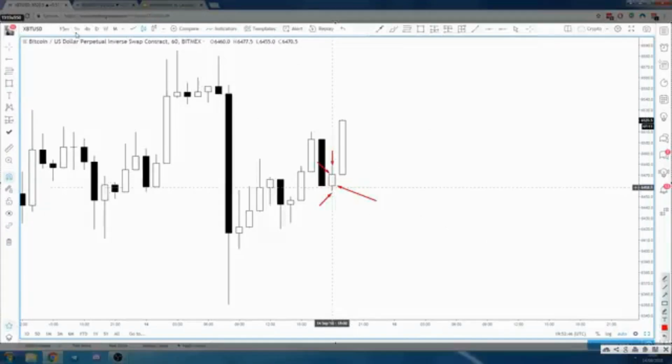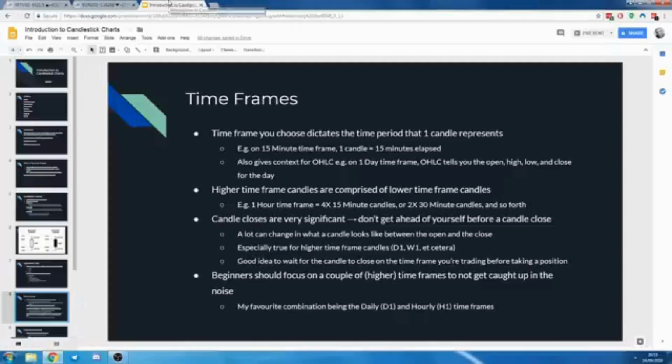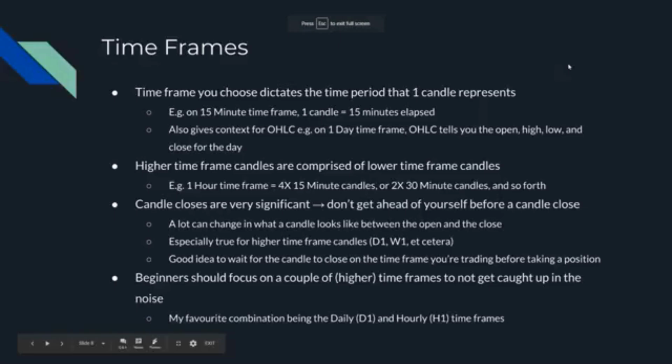So on the hourly time frame, each candle represents 1 hour of trading, and we can look at the open, high, low, and close to get precise information of what happened within that hour of trading. So this candle is 1 hour, this candle is 1 hour, this candle is 1 hour. All of them represent 1 hour of trading. Okay? Jumping back into time frames. Higher time frame candles are comprised of lower time frame candles. So a 1 hour candle is potentially made up of 4 15-minute candles, 2 30-minute candles, however you want to think of it.